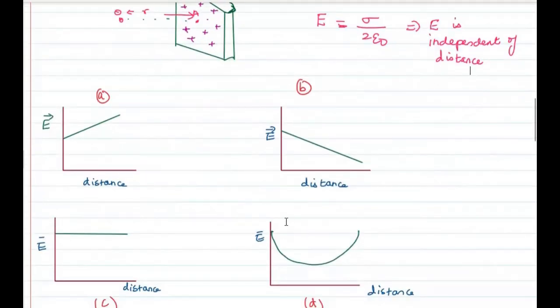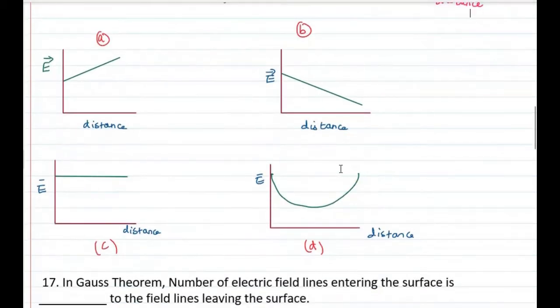So we take the first graph. You have to choose which graph suits the condition when electric field is independent of distance. Here, if you see, the electric field is varying with distance, increasing. Here the electric field and distance, we can see it is varying, it is decreasing. Here we say electric field remains constant, even if we increase the distance, electric field remains constant.